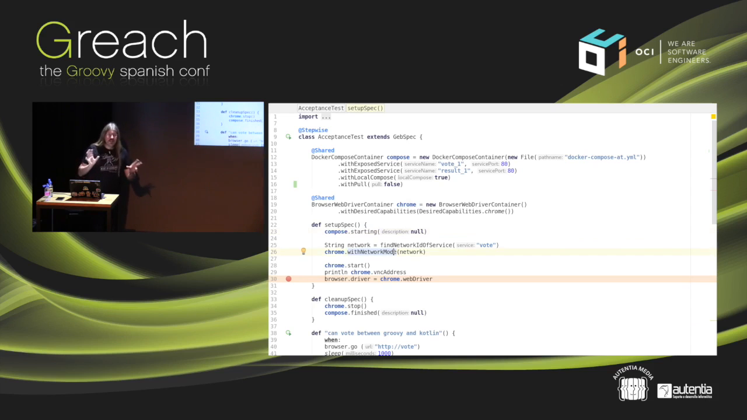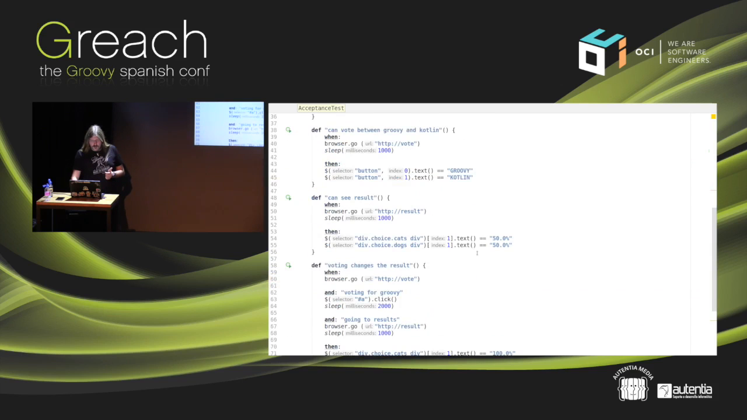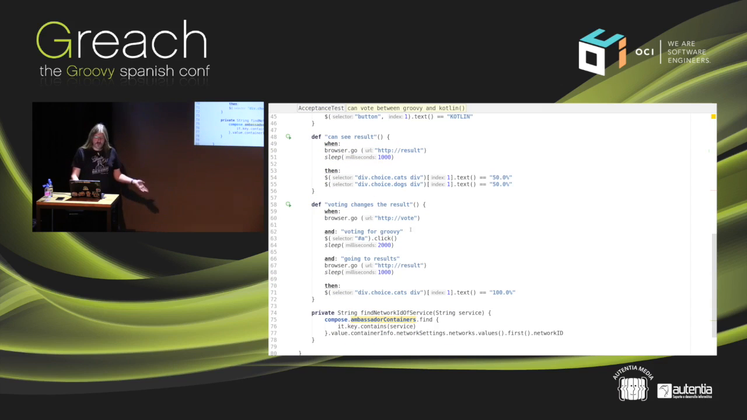Then I do a little hack because we're still lacking Docker network support, kind of. What I'm doing here is I connect the Selenium container, which was also started, to the Docker Compose network. So the Selenium will be able to access the Docker Compose services using DNS, which is just easier. And yeah, then it starts. And what the Geb test does, it visits the vote page, it looks at whether the correct text is displayed, then it visits the result page, then it will visit the vote page again, click on the Groovy vote, and then visit the result page again, and verify that the result has changed.